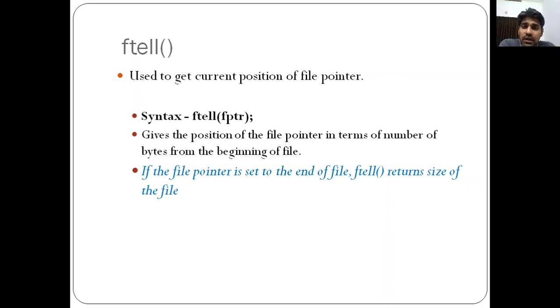This is to get the current position of the file pointer, and it returns the value in bytes. So if a particular file has content of, say, 10 bytes, 10 characters, and we are at the last position or the end of file, then if we use ftell, the position is at the very end, so it will give the number of bytes up to that position. So if you are at the last position, ftell will give you the size of the file in bytes.